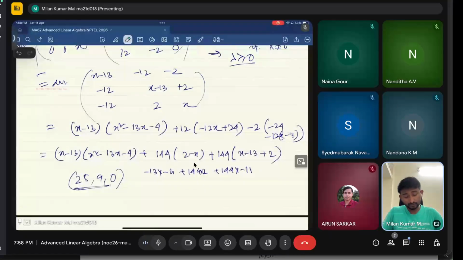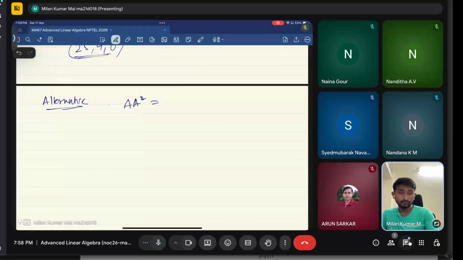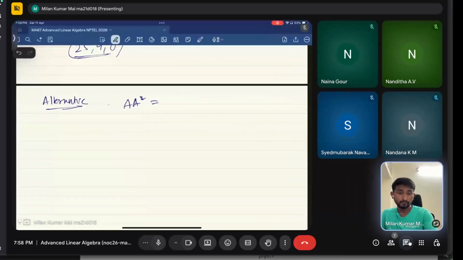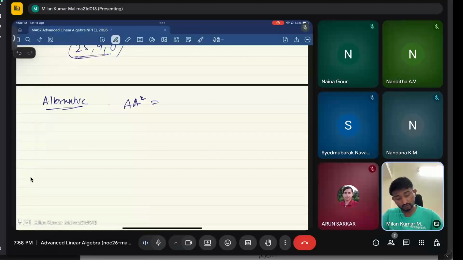Okay, there is another way. So let's go through that alternative way. So we have considered A star. So here I will consider A star. Okay, A star is equal to... what will happen?